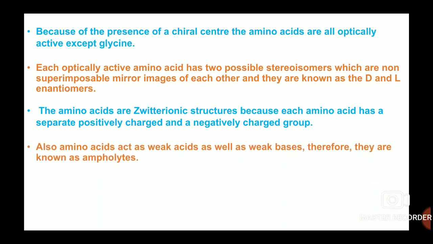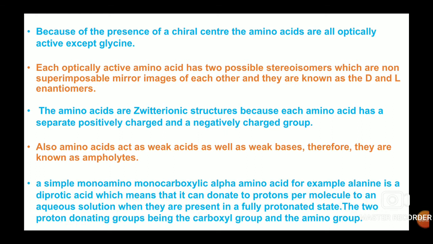Next, amino acids act as weak acids as well as weak bases. Therefore, they are known as ampholytes. And the last point is very important because it explains titration of amino acids.